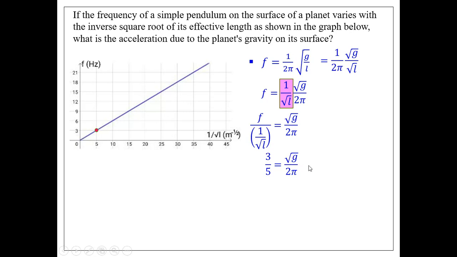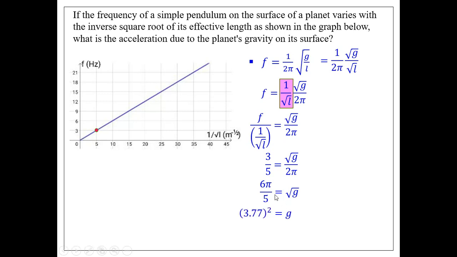But as you can see, radical g is not by itself yet. So all I have to do is multiply both sides by 2 pi to get radical g by itself. It will be 6 pi over 5, because 3 times 2 pi is 6 pi. And then I'm just going to square both sides.